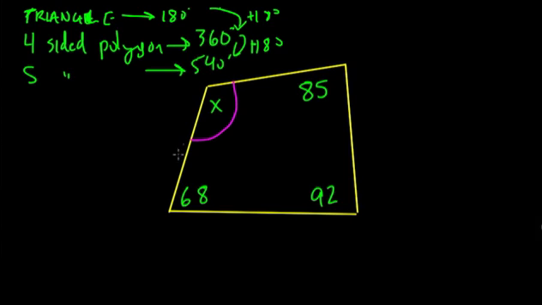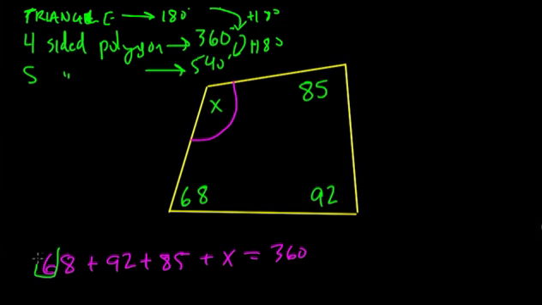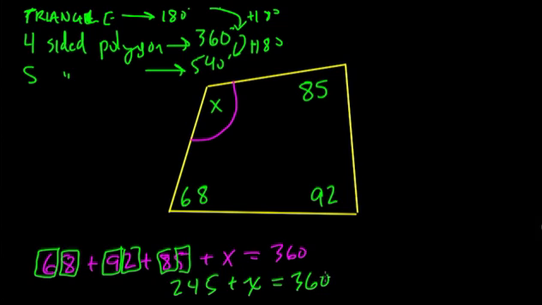So what does that mean? Well, if you're solving for x here, all that means is you know that 68, if I add these angles up, plus 92, plus 85, plus something should give me 360. So now I can use this to solve for x. If I combine these, I've combined 60 and 90, that's 150, plus 80 is 230, plus 10 is 240, plus 5 is 245. So 245 plus something is 360, and then to solve, I subtract 245 from 360.